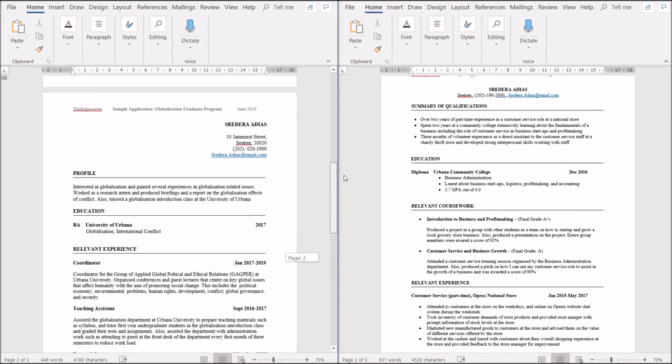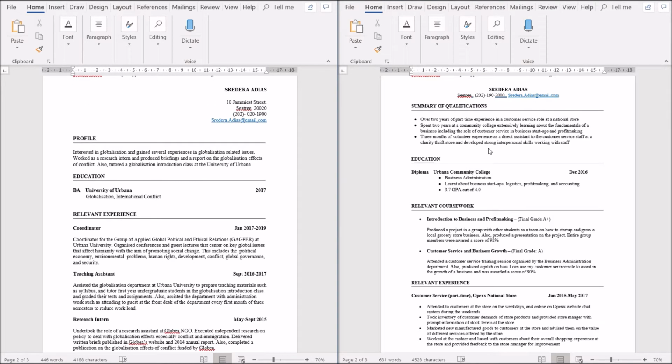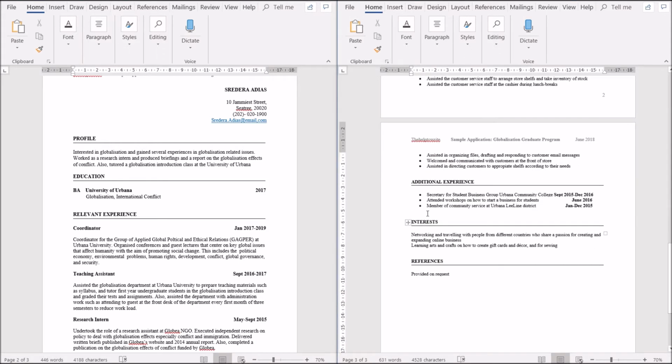To the right, you can actually notice a difference in the organization and format. The first section is a summary of qualifications, tailored to that specific job role, followed by an education section, relevant coursework section, relevant experience, additional experience section, interest, and lastly references, which is also optional.